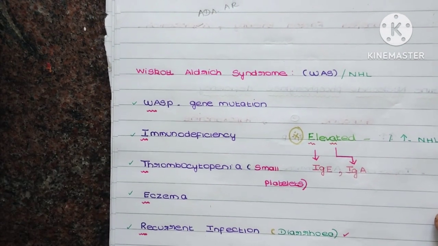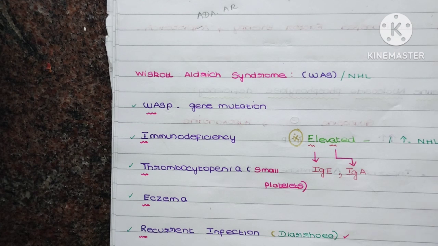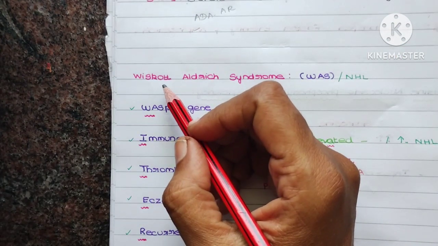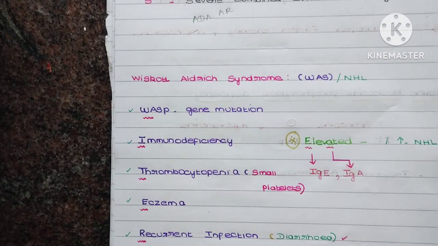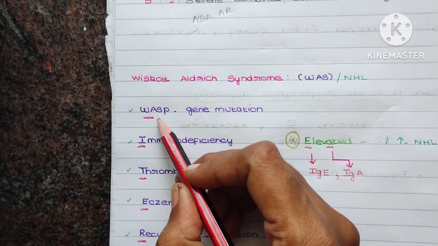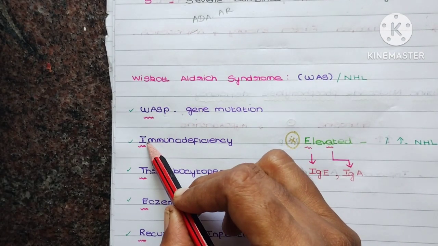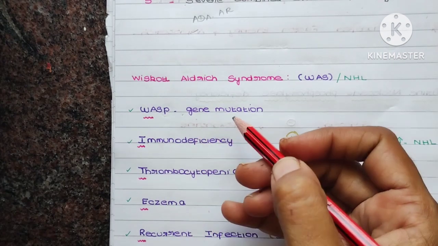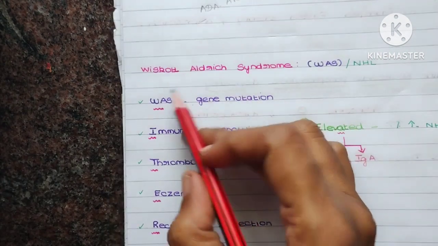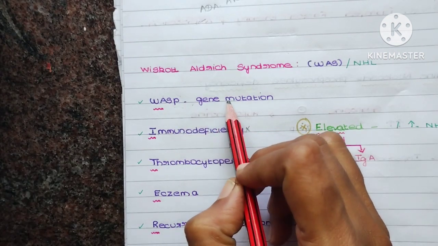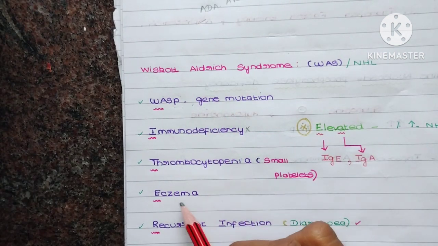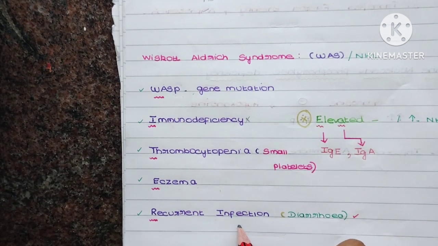First, Wiskott-Aldrich syndrome. You can remember waiter or water, whichever. If they ask Wiskott, just remember water. To remember, you can use this mnemonic, a little odd: whiskey, you will be adding water. So just remember WATER. W for WASP gene mutation. I for immunodeficiency, you can remember this or no need. That is also enough. W for WASP gene mutation, T for thrombocytopenia, E for eczema, and R for recurrent infection.